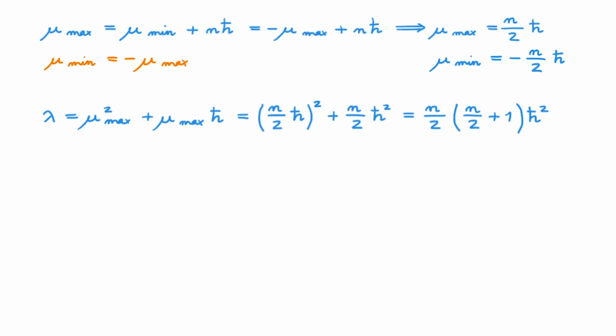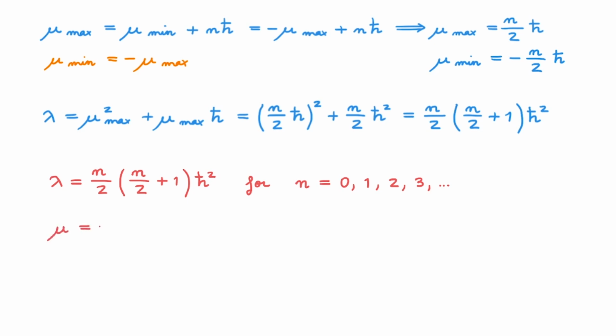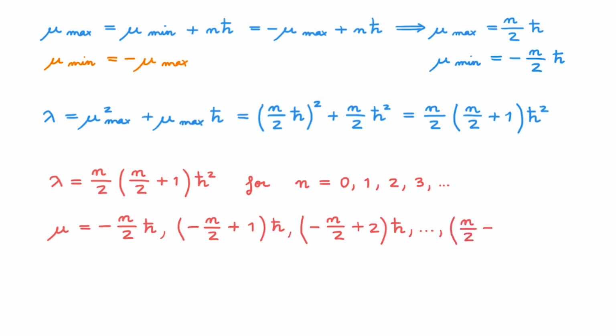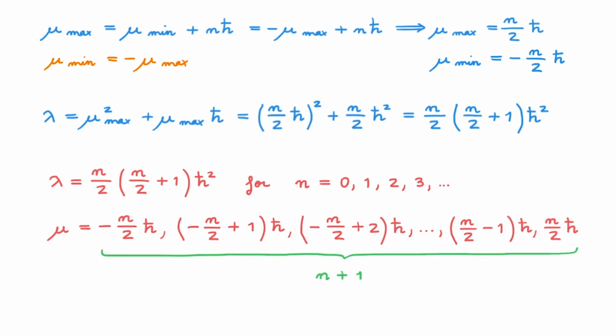So these are the final conditions for lambda and mu. Lambda can only have this form, where n is 0 or a positive integer, and for a given value of lambda, then mu can be its minimum value, or we can add one h bar or another h bar, and so on, until we get to one h bar short of the maximum value, and then we can of course have the maximum value. So for a given lambda, the only allowed values of mu are the ones on this list, and there will be a total of n plus 1 allowed values of mu for a given lambda.